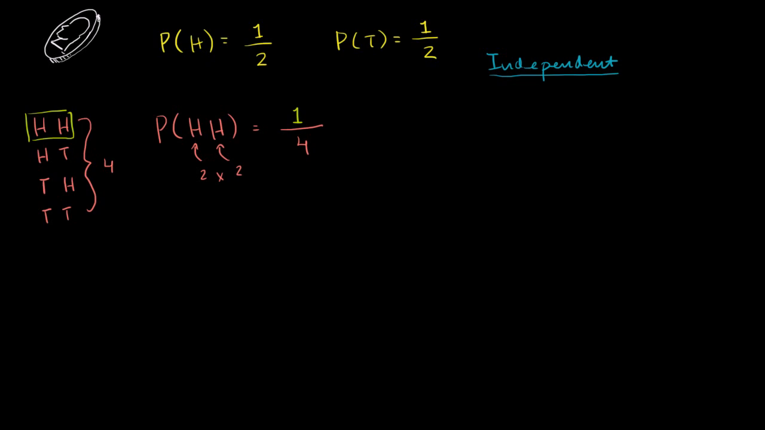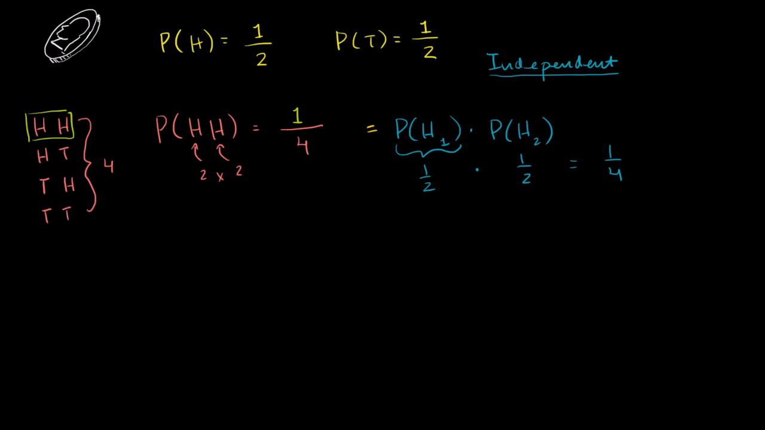So the fact that you got a heads on the first flip in no way affects the second flip. If you can make that assumption, you could say that the probability of getting heads and then heads is going to be the same thing as the probability of getting heads on the first flip times the probability of getting heads on the second flip. And we know the probability of getting heads on the first flip is 1/2, and on the second flip is 1/2. And so we have 1/2 times 1/2, which is equal to 1/4, which is exactly what we got when we tried out all of the different scenarios, all of the equally likely possibilities.